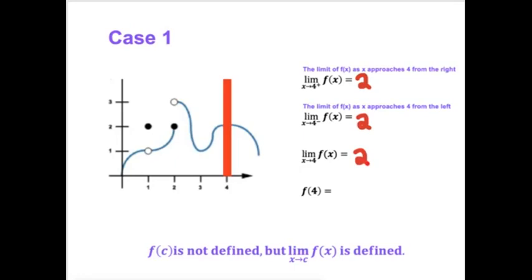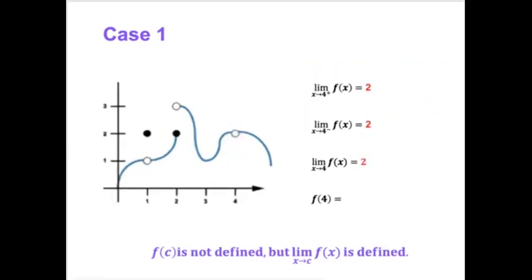Then we're asked, what is f of 4? Well, f of 4 is our function value at x equals 4. And we can't see what that is right now because this red bar is in the way. So we're going to remove it. After removing the red bar, notice that we have a hole in the graph, or what's termed a removable discontinuity at x equals 4. So this means that f of 4 is undefined.